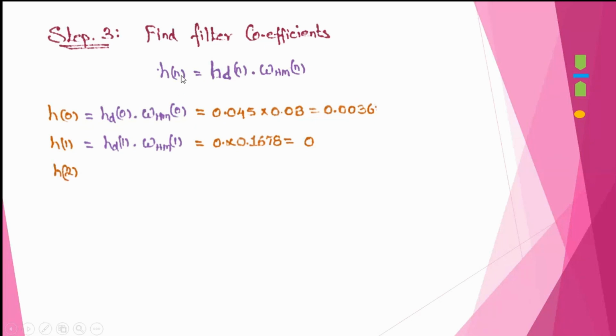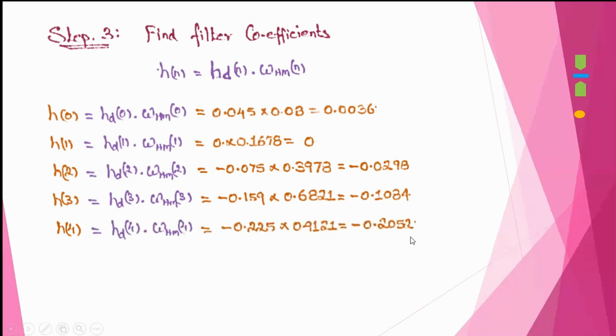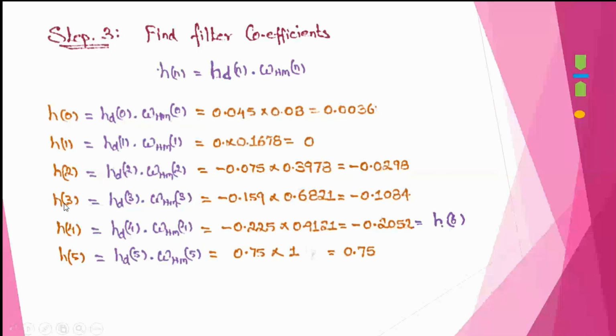Like that we vary the n value from 0 to 10. So that is 1, 2, and then 3, and if we substitute 4, we get the value minus 0.2052. Then the center, h(5), has the value 0.75. Then what can we tell? h(4) will be equal to h(6), h(3) will be equal to h(7), and likewise for 8, 9 and 10.